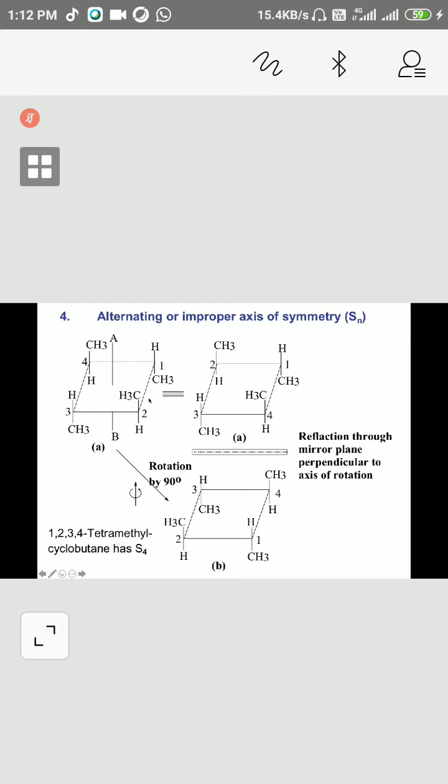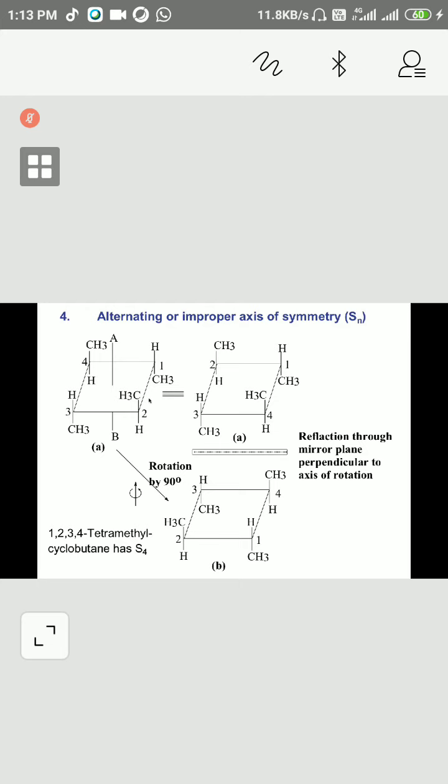So it is called alternating or improper axis of symmetry. It is denoted by Sn. Here n is again 360 divided by the angle of rotation. So the angle of rotation is 90, and 360 by 90 is equal to 4. So Sn is equal to S4 in this case.